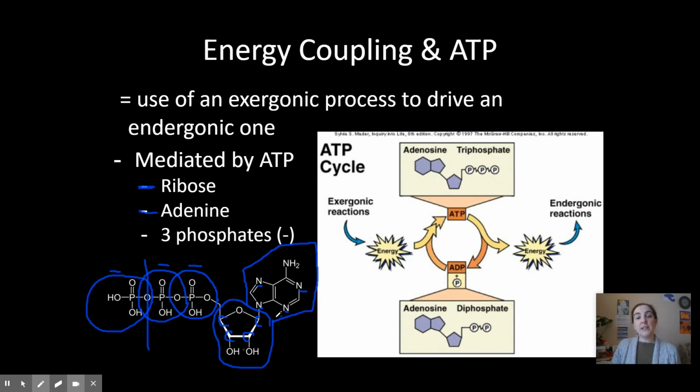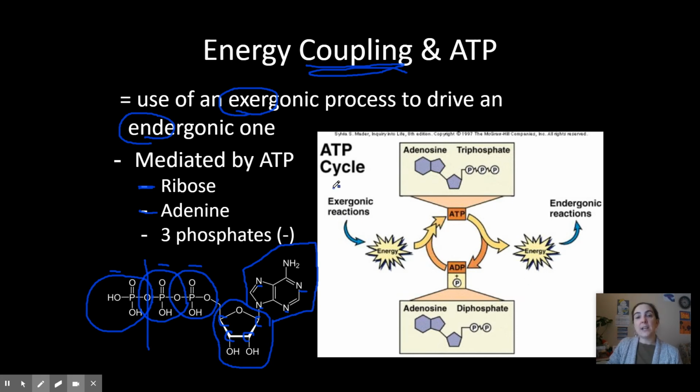And so this molecule of ATP is really good for storing and transferring energy, which helps us connect exergonic processes, so capture the energy that comes out of those exergonic processes and use that energy to power endergonic processes that require energy. That connection of exergonic and endergonic reactions is called energy coupling. And we can see that kind of summarized in this diagram here.